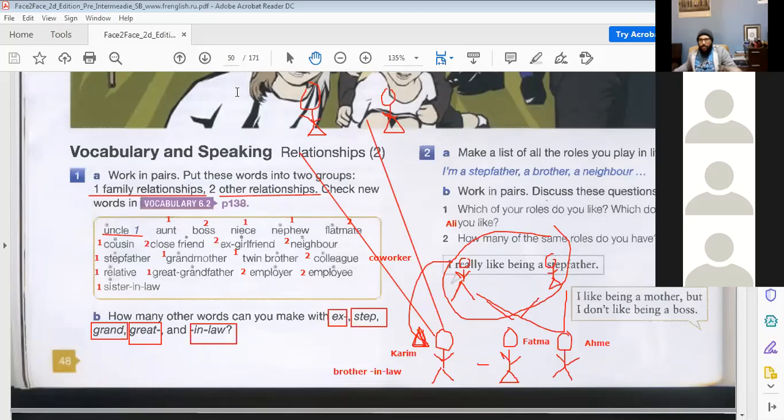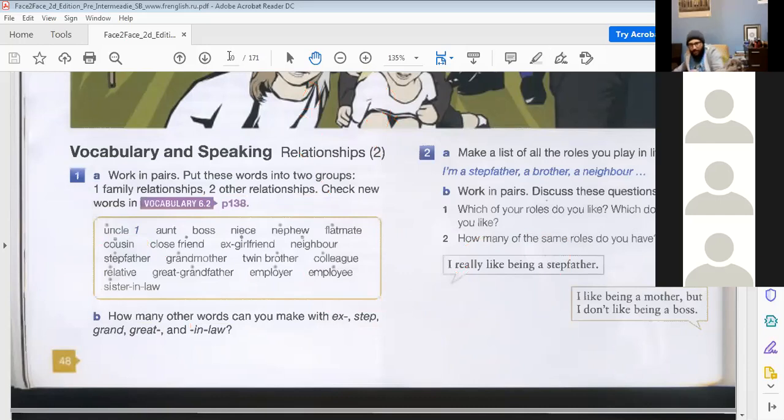Anyways, let's take a look at the summary for all of these words, and let's see if there are any good tips. So let me take you to page 138.